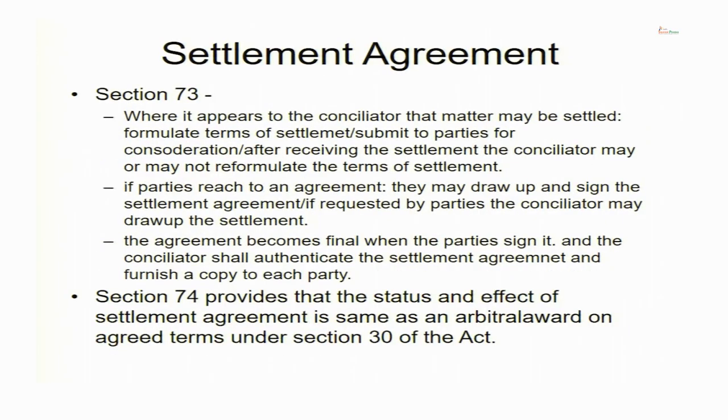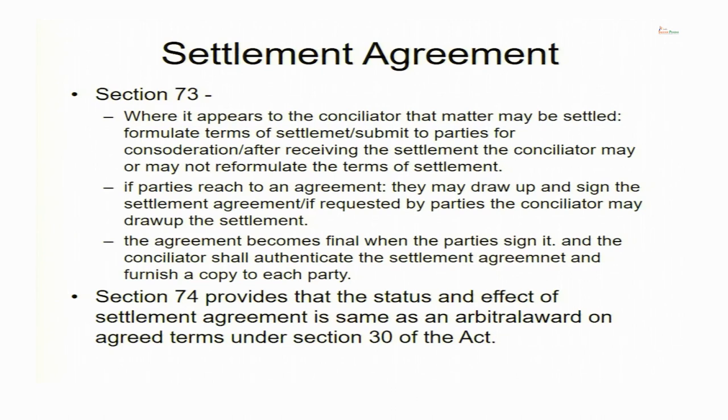So 70, 75, 80, 81, these are the aspects of confidentiality. And if you recall, while discussing public policy of India, I said any award passed in breach of Section 75 and 81 shall be considered as violative of public policy of India. We said that. That means now we have understood 75, we have understood 81. That means any award passed in violation of the requirements of confidentiality in conciliation proceeding is violative of public policy of India. There are two more very important provisions in Part 3.